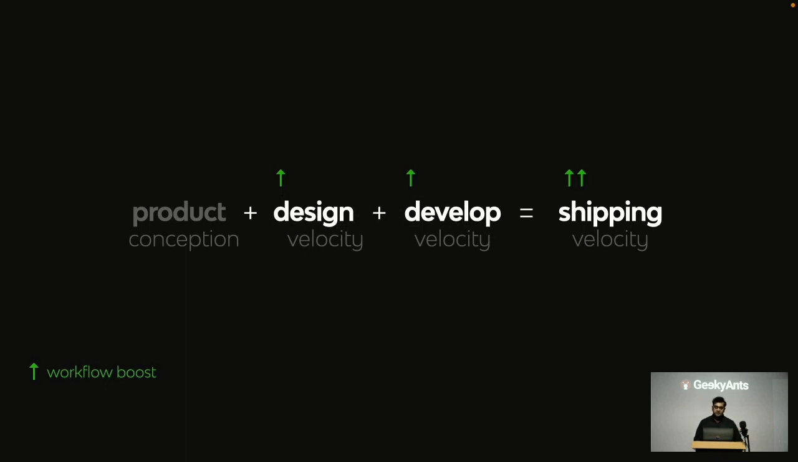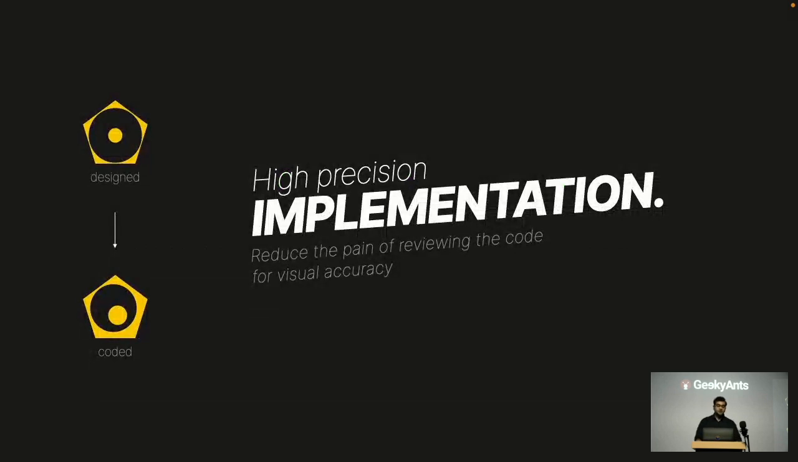So let's add this further, right? Workflow boost. This boosts your design velocity and development velocity. That directly means the overall time to market is reduced, time saving, right? Now, if you are a designer, you can relate, I'm pretty sure. What you design on the top, let's say there's a pattern, and what gets developed, let's call it the first draft of code.